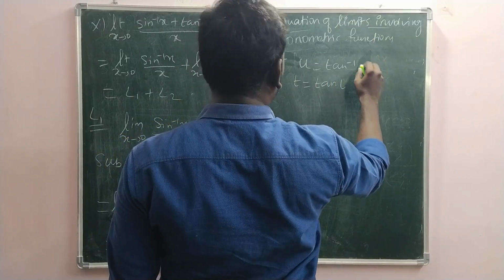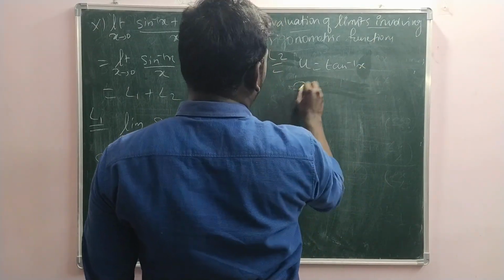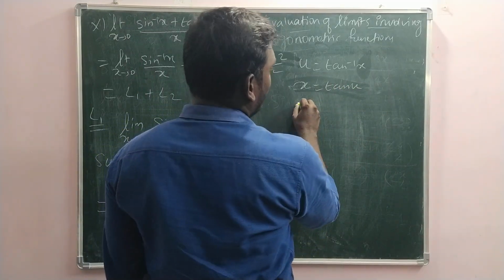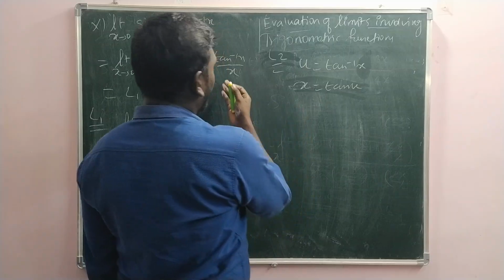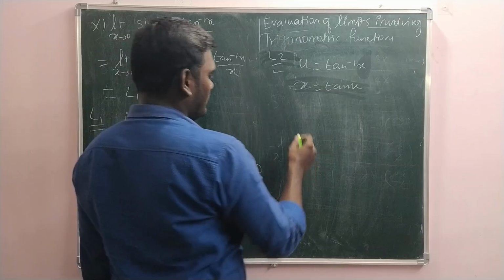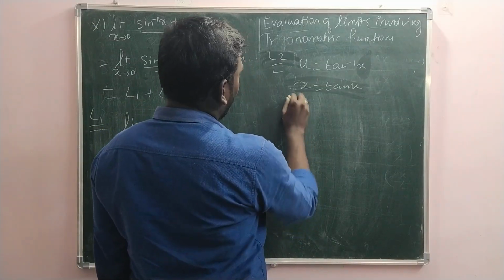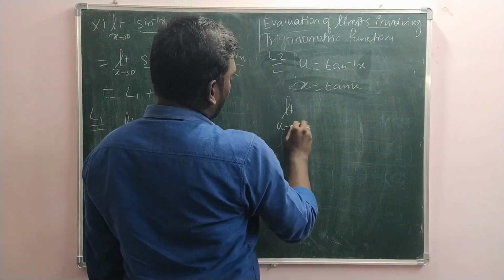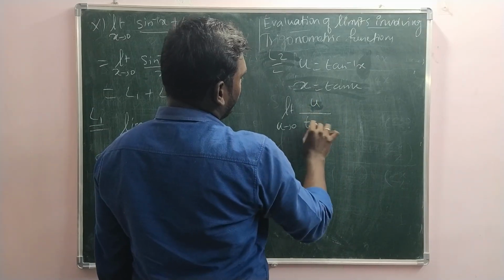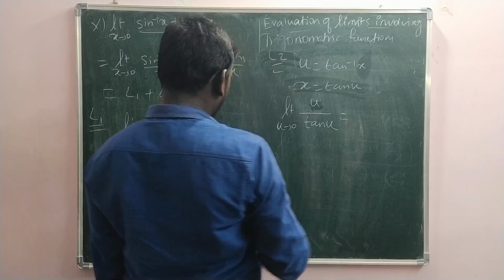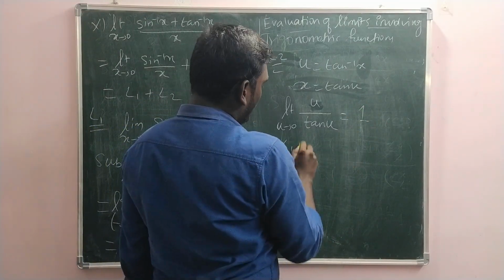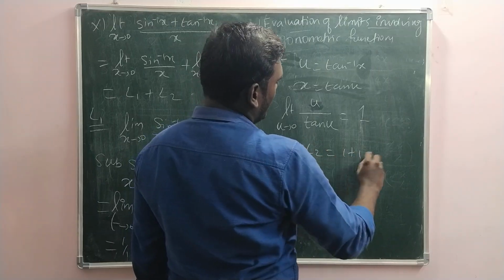Tan inverse of x, then x is equal to tan u. Then this can be converted the same way. As x tends to 0, u also tends to 0, since tan inverse of 0 is 0. So we will get limit u tends to 0, u by tan u. In the same manner, the denominator we move it, that is 1. So L1 plus L2 is the required limit. So 1 plus 1, 2 is there.